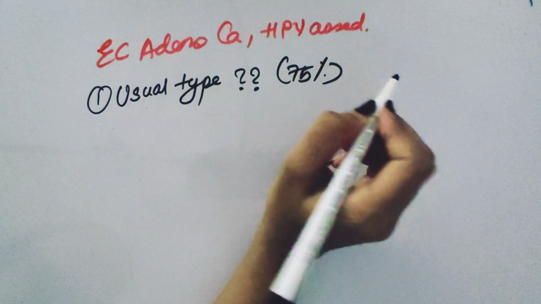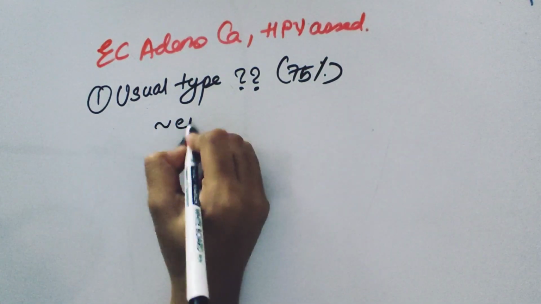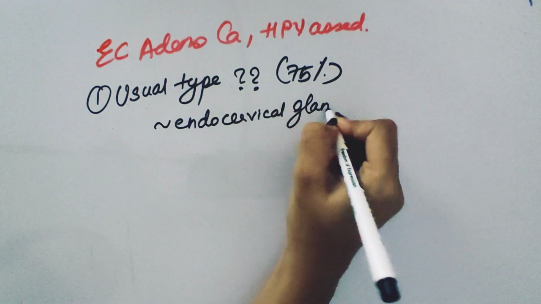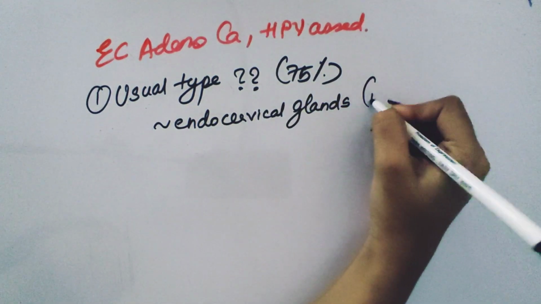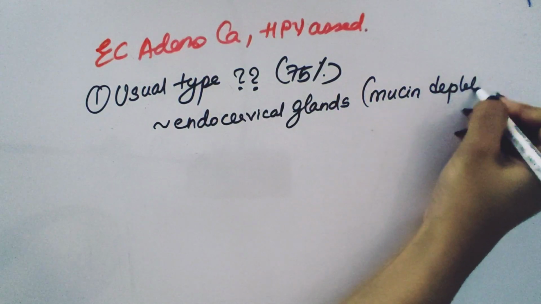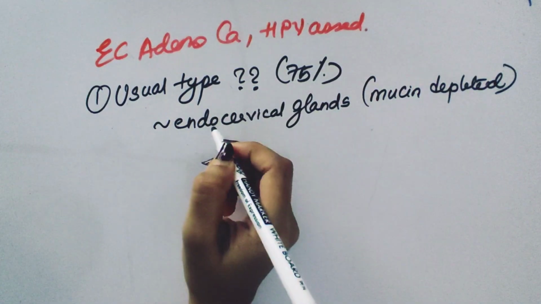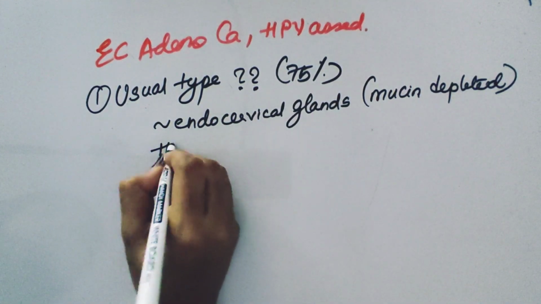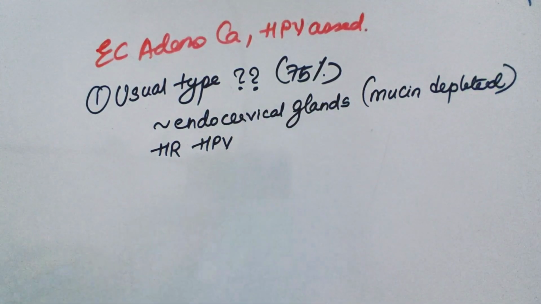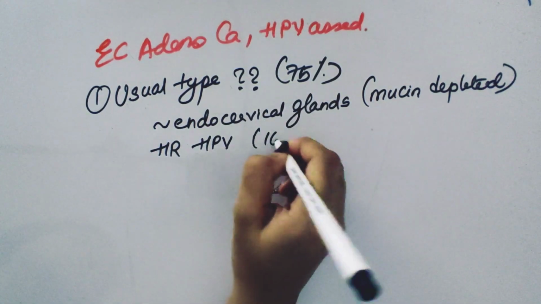It is 75% of the HPV associated adenocarcinoma, and it resembles endocervical glands itself. But I had said that endocervical glands are mucin secreting ciliated columnar, but here the difference is it is mucin depleted or poor in mucin. And then it is associated with HR-HPV, that is high risk HPV, which I had already said in the introduction: all these HPV associated are associated with 16, 18 and 45.